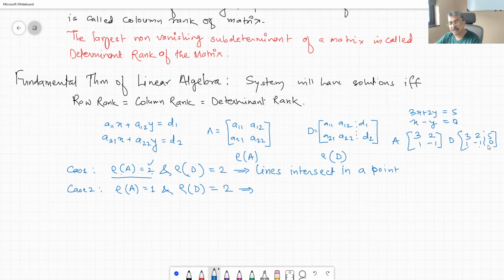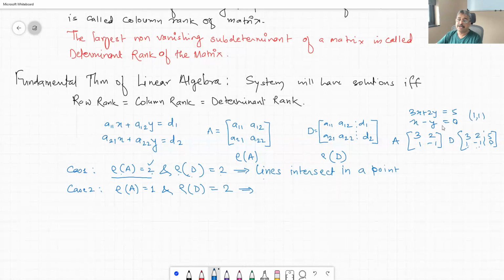So all the 2 by 2 determinants of D are non-zero: 3, 1, 5, 0 is non-zero, 3, 1, 2 minus 1 is non-zero, 2 minus 1, 5, 0 is also non-zero. Therefore the rank of matrix D is 2, and therefore we conclude that the lines intersect in a point. Why? Because we know they intersect at 1, 1.